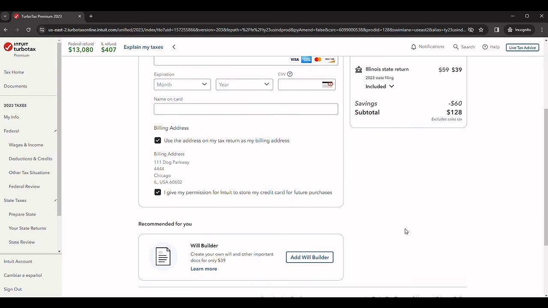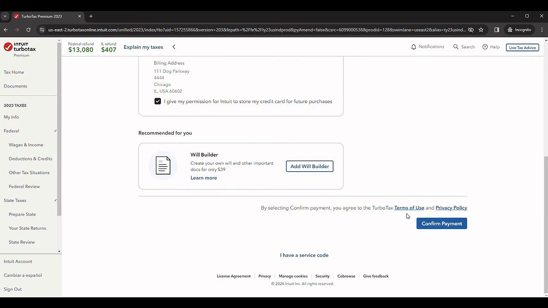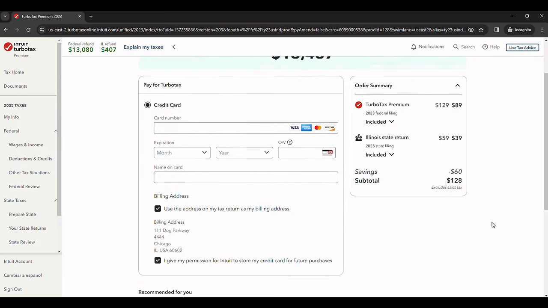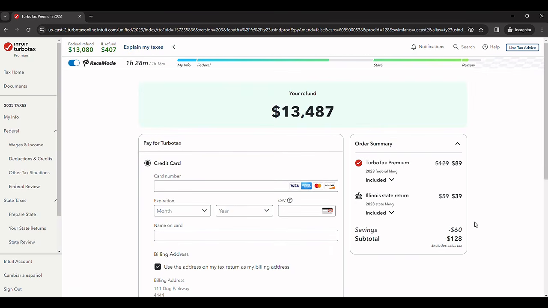And this is where you pay. And you confirm payments, and then you're good. You're going to get this e-filed, and that's going to be the quickest way that you file a tax return. You can always print it out and mail it in, like hard copy, snail mail. And you're going to get the option for direct deposits. If you owe money, you can do electronic withdrawal.